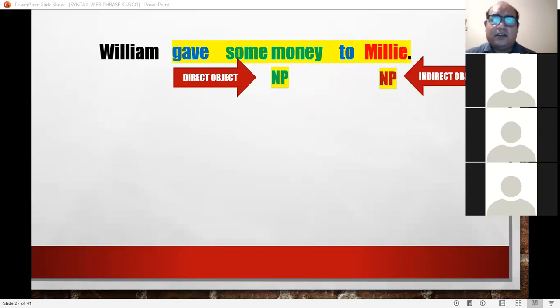All right? Don't forget the previous one. William gave Millie some money. No prepositions, right? First the indirect, then the direct. You don't need any prepositions. But when we change the position, first the direct and then the indirect, we need to add an extra word that is the preposition to or maybe for. So you could use one of them. The other example.